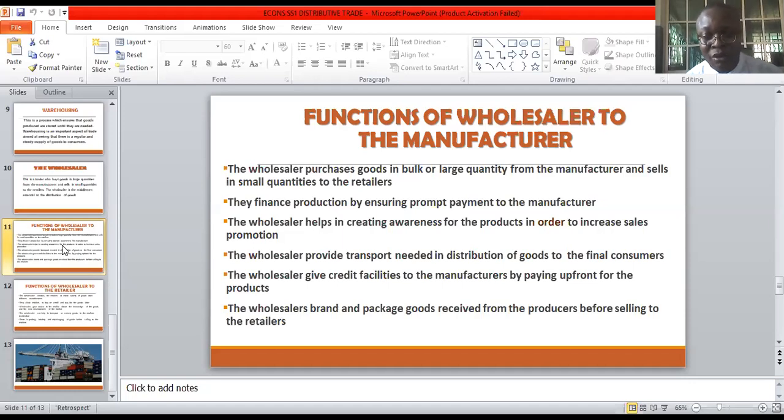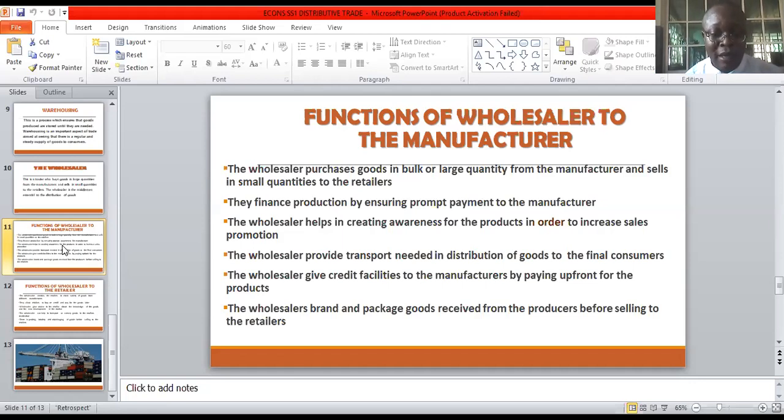The next one, the wholesaler also gives credit facilities to the producer by paying upfront for the product. What they want you to understand here is that the wholesaler pays upfront. That upfront payment the wholesaler makes to the manufacturer is a credit to the producer, because the producer is yet to deliver the goods to the wholesaler.